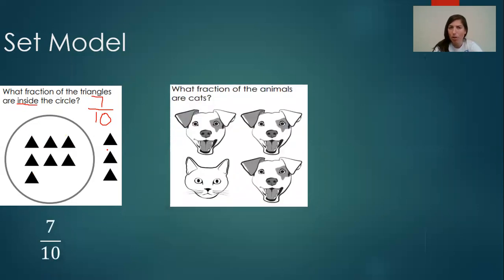Our next example, what fraction of the animals are cats? I want you to see, maybe pause the video right now, see if you can figure this one out. Remember, count the total number of animals for your denominator. It's asking for cats. So right now, if you want to pause, go ahead and pause and see if you can figure this one out. So again, the total number of animals, there are 4 animals. That's our denominator. This is asking for cats. There's 1 cat sitting right there. So our fraction is going to be 1/4.